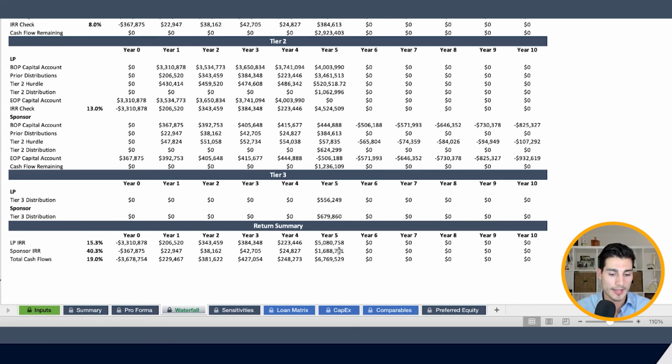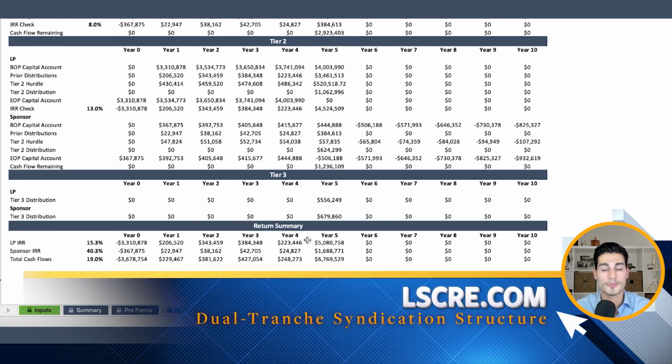If you want to learn more about this structure, I wrote a really good article going into much greater detail a while ago on this topic. You can just go to our website, lscre.com, and look for the dual tranche syndication structure article under insights.